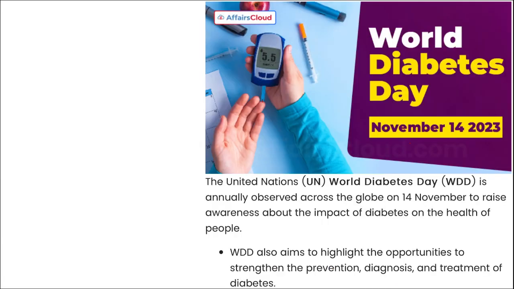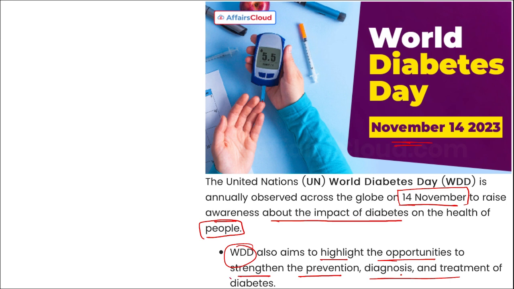Next comes World Diabetes Day. This day is observed across the globe on 14th of November to raise awareness about the impact of diabetes on the health of people. And this World Diabetes Day also aims to highlight the opportunities to strengthen the prevention, diagnosis, and treatment of diabetes. Correct? And this day was for the first time observed in 2007.